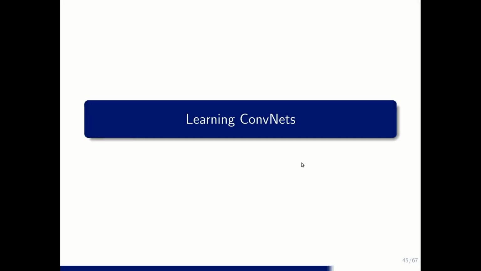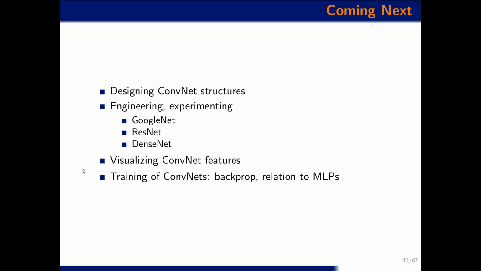Let's now discuss how we learn ConvNets from data. And first we'll discuss how we can design ConvNet structures. And in fact, to be honest, this is actually quite some engineering task and essentially experimenting with different structures. And we'll discuss three prominent structures, in particular GoogleNet, ResNet, and DenseNet.